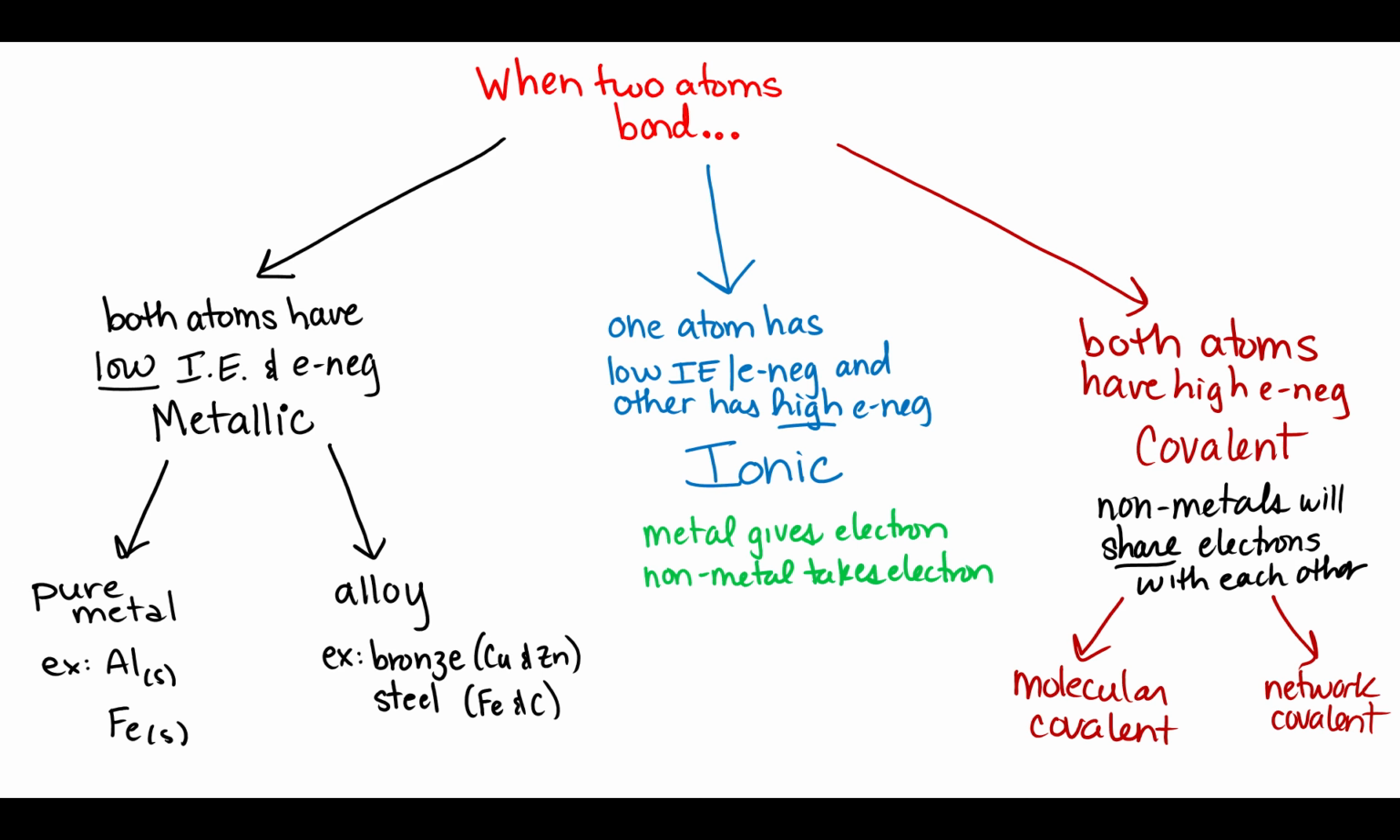And with your metals, you have two options within metallic bonding. You can have a pure metal, like for example, pure aluminum or pure iron, or you can have an alloy like bronze or steel. Most of the metals that you encounter in your daily life are going to be alloys. These are mixtures of metals.